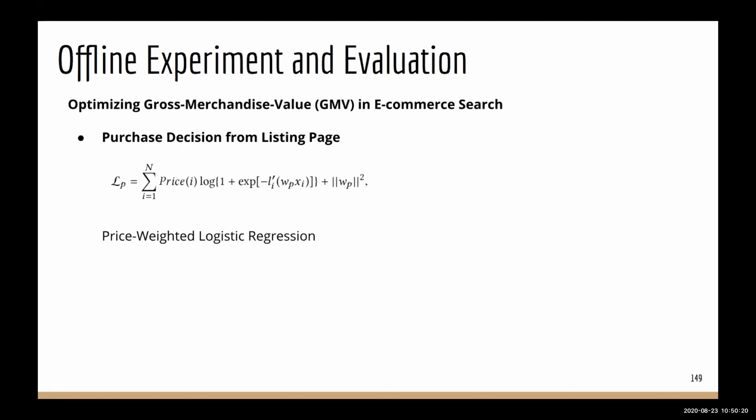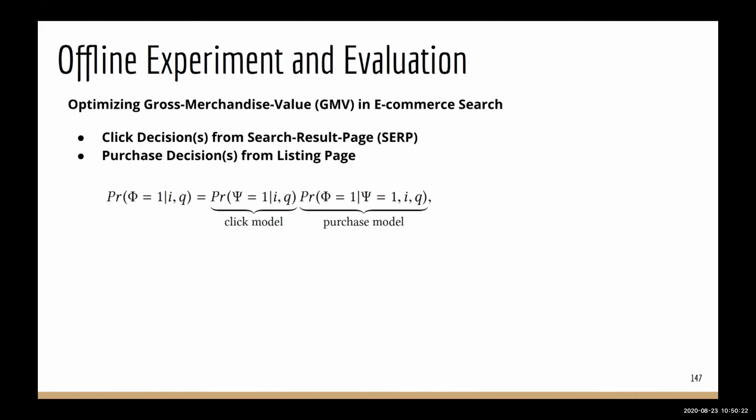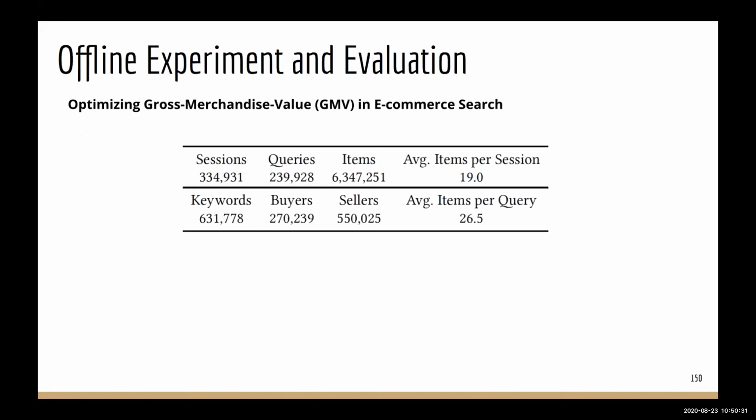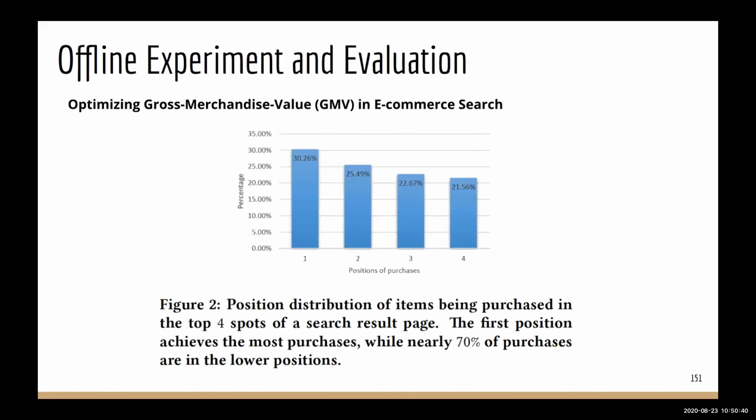And then basically, go back to here, this is where you plug in the two models and jointly learn the model parameters in both the click model and the purchase model. So we tried it on the Etsy search data. These are some characteristics of the data set we tried.